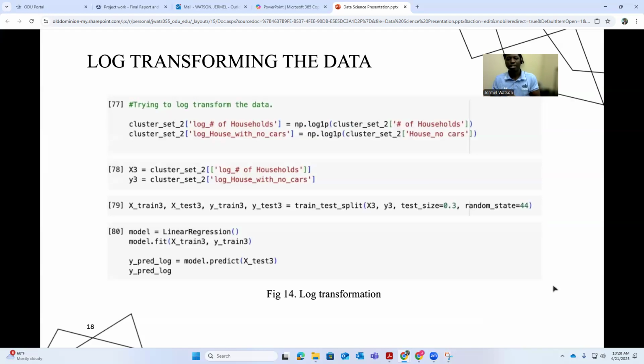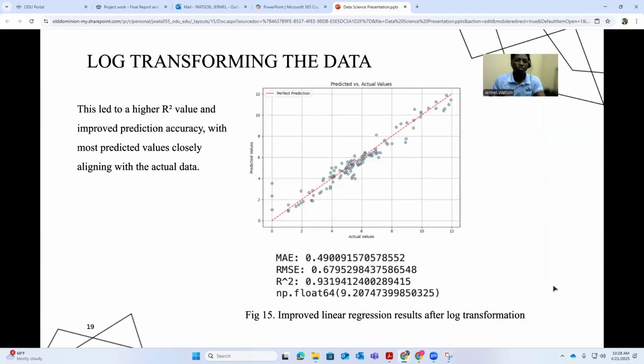Because we noticed that the data was skewed at the larger values, we decided to use log transformation, which is a very common technique when handling large values. After log transforming the data, our linear regression model gave way better results. We got a lower mean absolute error, a lower root mean square error, and our R2 value went all the way up to 0.93.